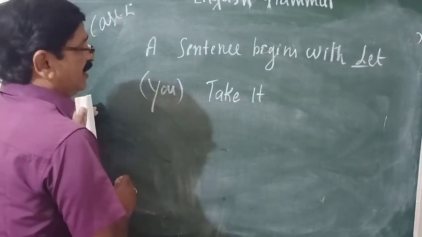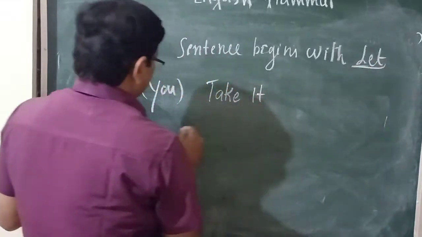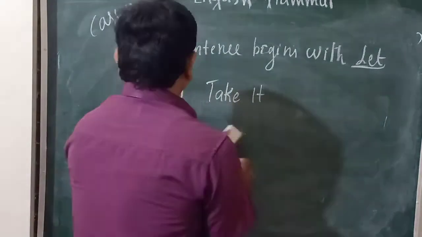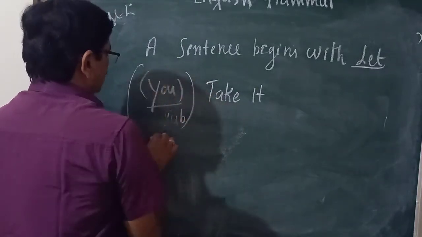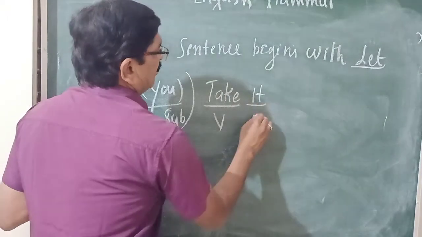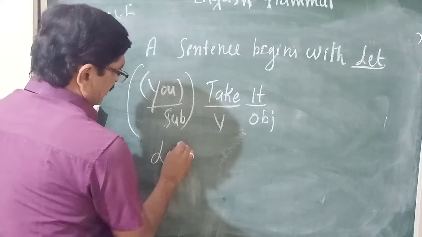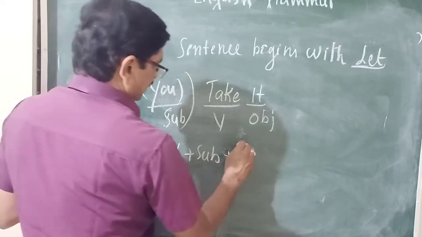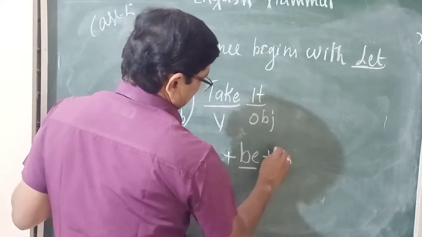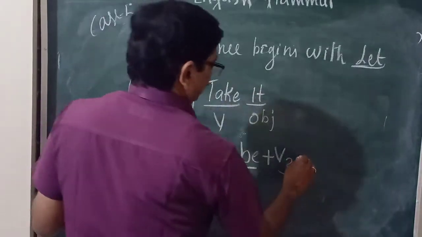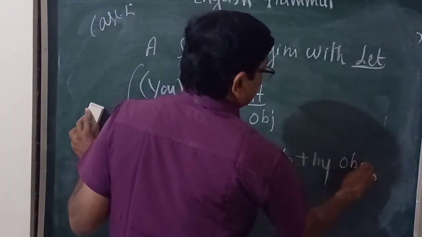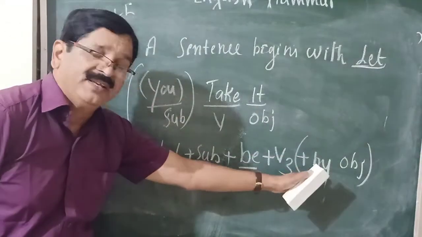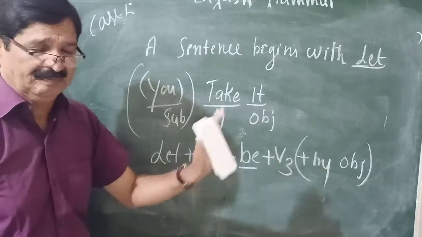In such a case, the passive begins with the word let plus subject. Here, this is the understood subject, verb, and this is the object. Next, in passive voice, let plus subject, this object becomes the subject, plus be plus V3. By plus object is understood. We never mention it here. Similarly, the object in the passive voice will not be mentioned. If it is mentioned, no problem.